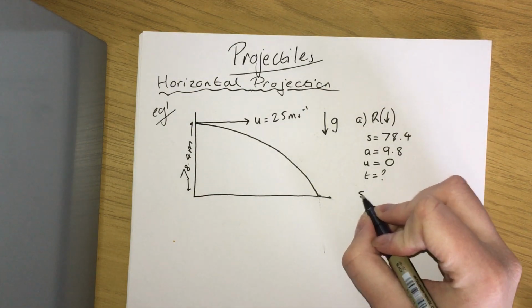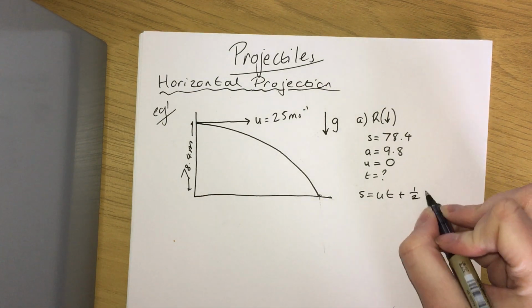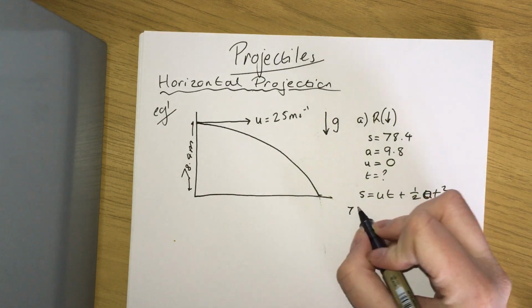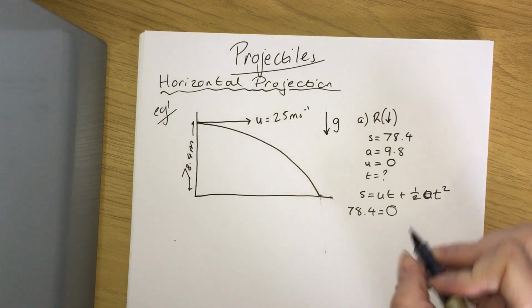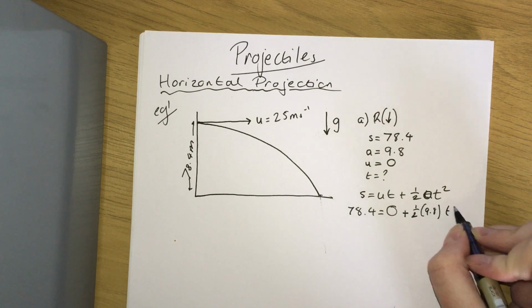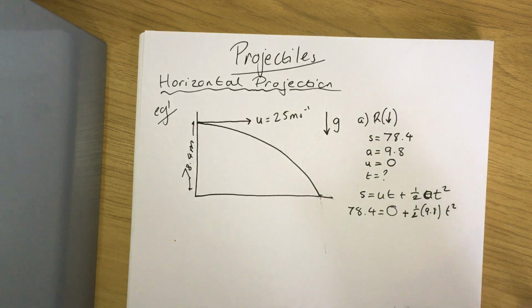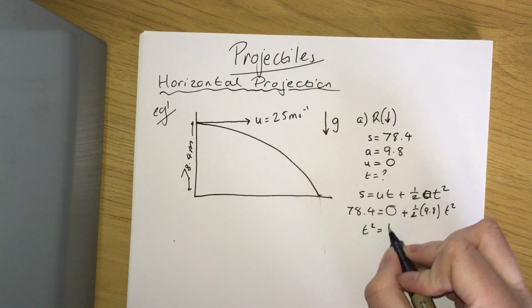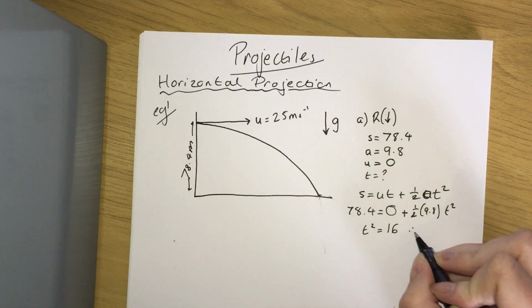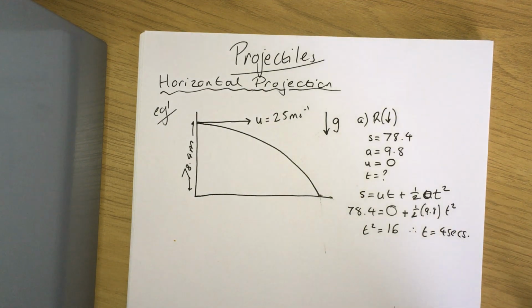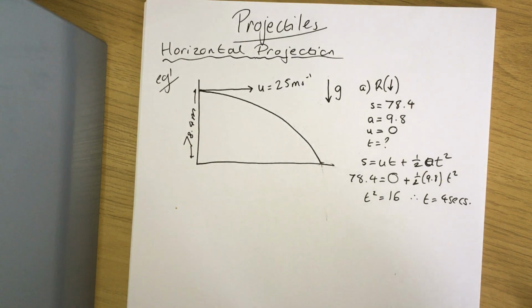Okay, so obviously I'm using s equals ut plus half at squared. So 78.4 is equal to 0 plus half times 9.8 times t squared. 78.4 divided by 4.9 means that t squared is equal to 16. Works out very nicely. Therefore, t is 4 seconds. Remember, time is never negative, so we don't take the negative answer.